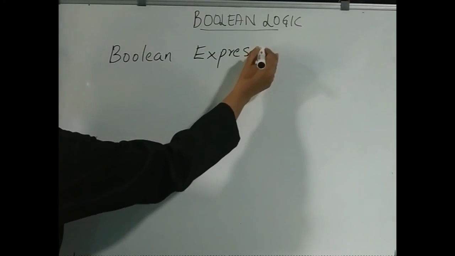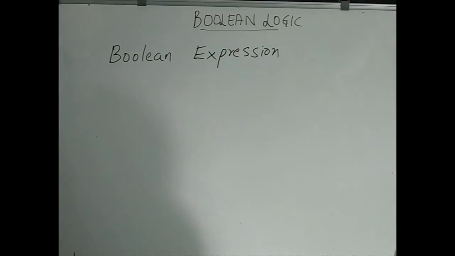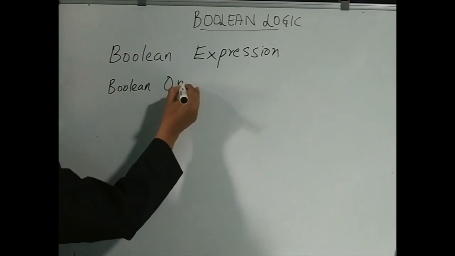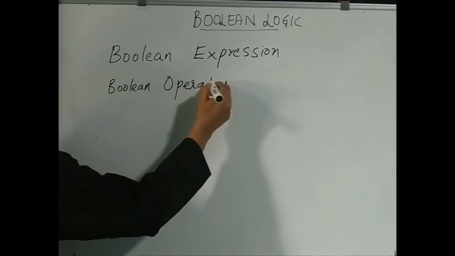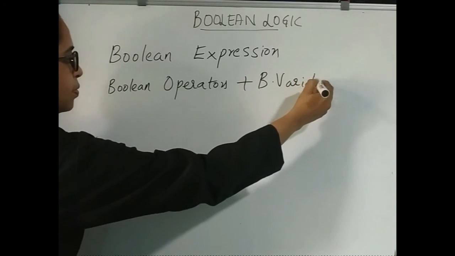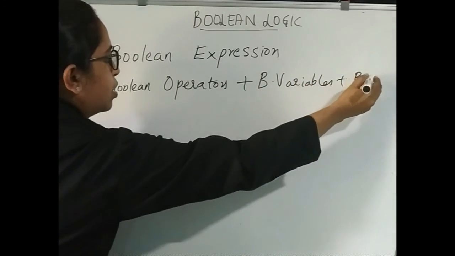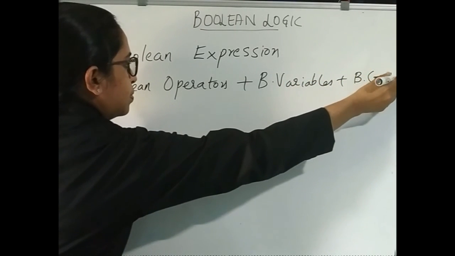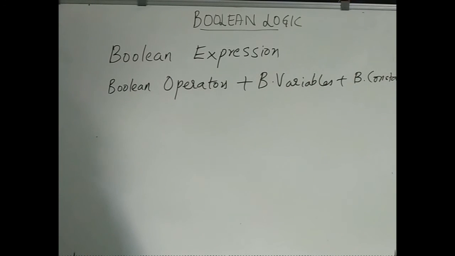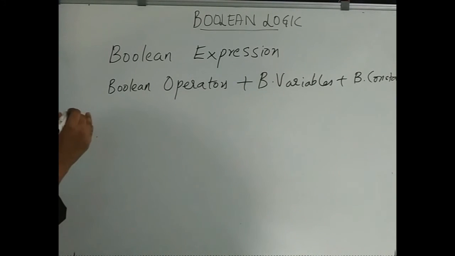Boolean expression. A Boolean expression is a meaningful combination of Boolean operators, Boolean variables, and Boolean constants. Okay, it is a meaningful combination of Boolean operators, Boolean variables, and Boolean constants. So I'll write one example here.